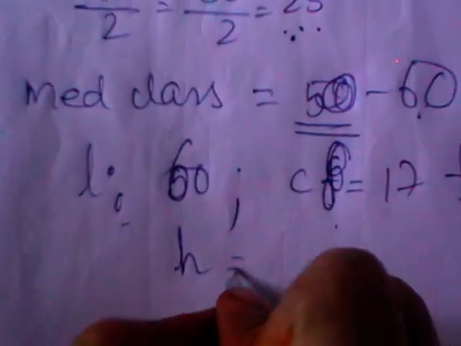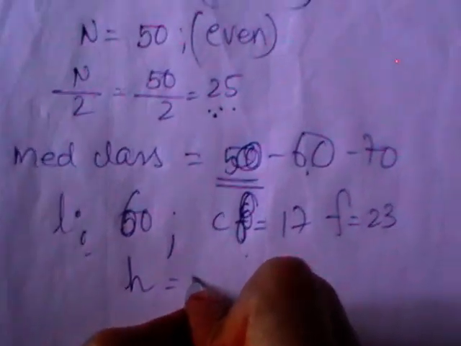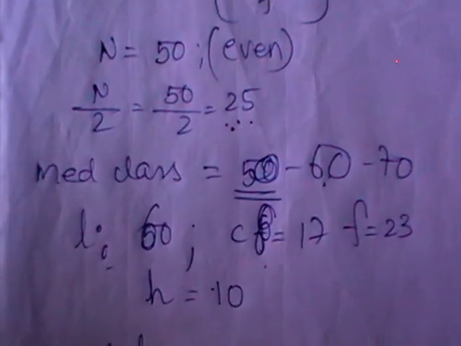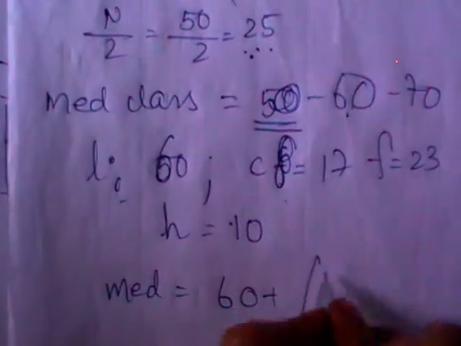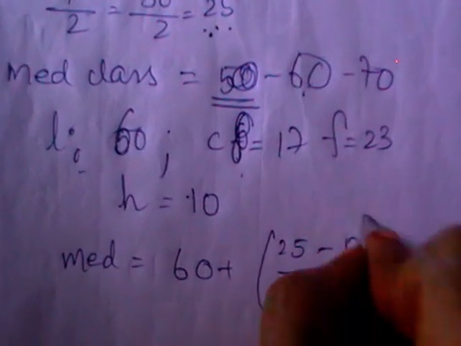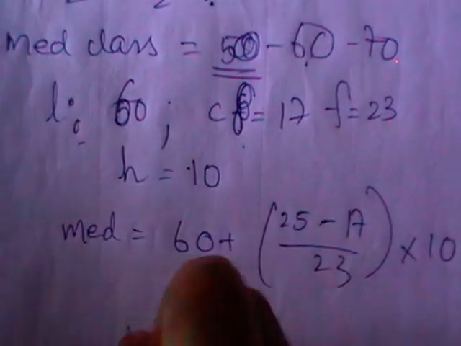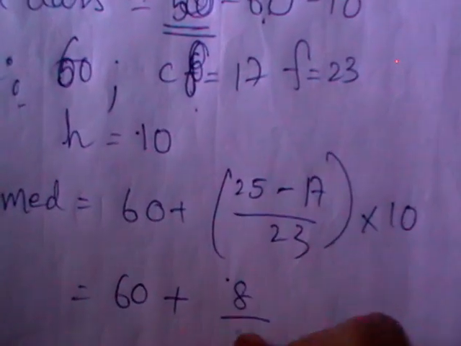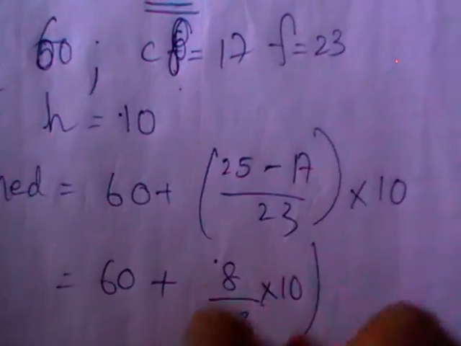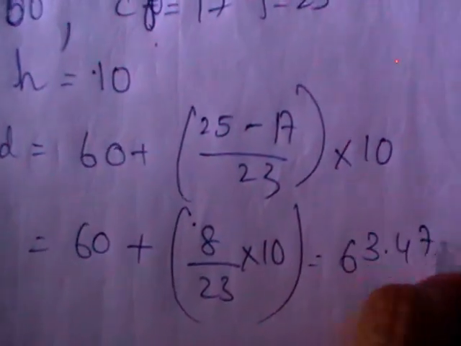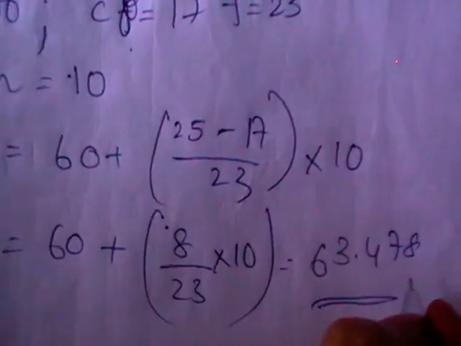What is H here? H is the width of the class interval, which is 10. So median will be L, which is 60, plus n by 2, which is 25, minus C, 17, by 23 into 10. That is 60 plus, which is around 63.478.